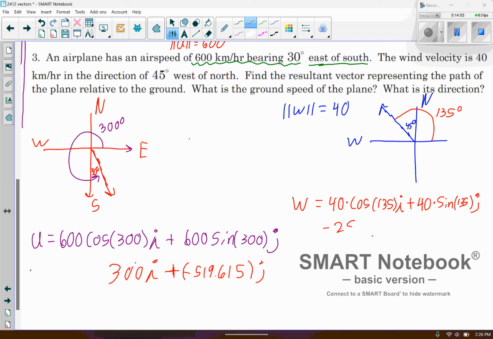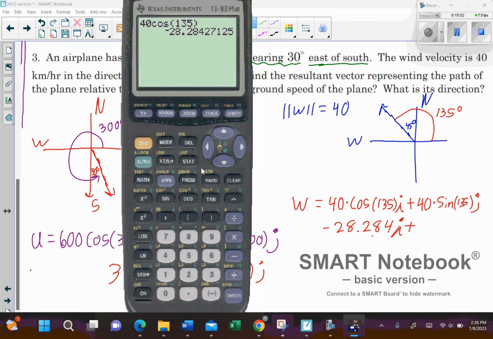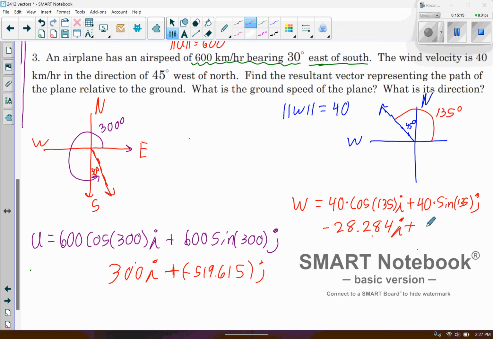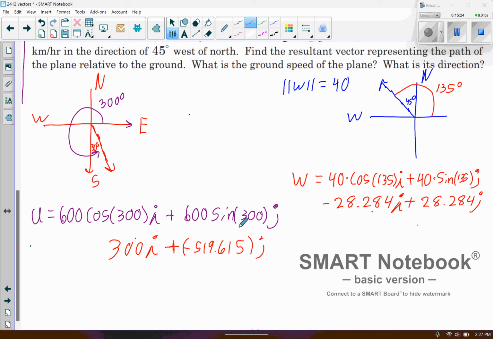Okay, and then plus, now I've got to figure out the y value for that vector. Second, enter, change the cosine to a sine. Here we go. That value is, okay, yeah, that makes sense. It's just positive though, so it's going to be 28.284J. Okay, so the last thing we want to do is add the vectors together.